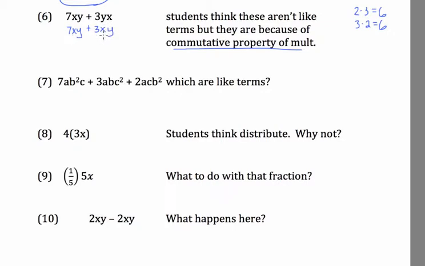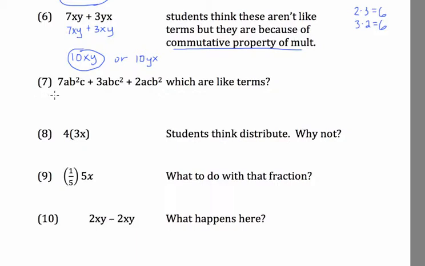So these are like terms, and I can add them. 7 of them plus 3 of them makes 10 of them. 10xy is your answer. Or you could write it 10yx. Same thing.